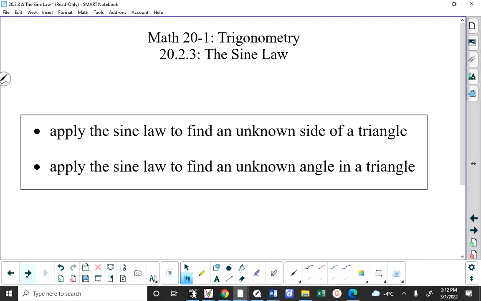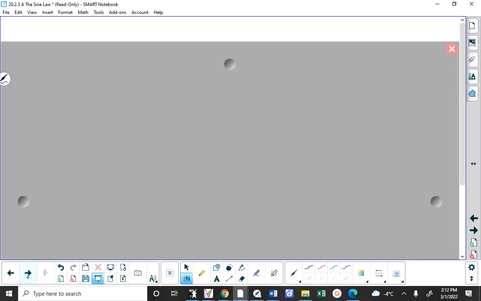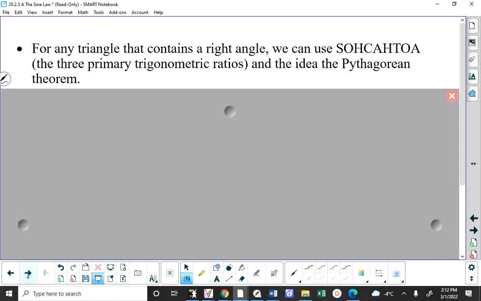So what we're looking at today is applying the sine law to find information out about triangles. And the sine law, everybody, is not opposite over hypotenuse. That's not the sine law. The sine law is something different. Okay? So I want to start by talking about triangles in general.